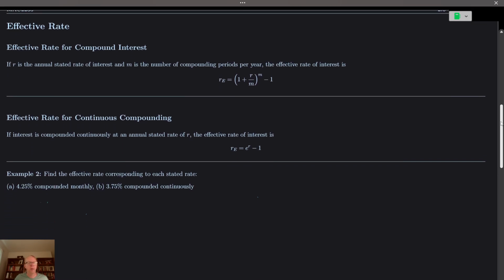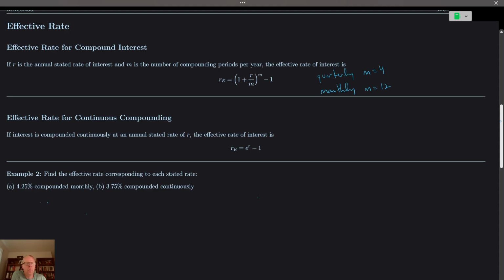All right, so let's talk about some financial math. So, effective rate for compound interest. So R is the annual stated rate of interest. M is the compounding periods per year. The effective rate of interest is given by this formula here. So that means things like if you're compounding quarterly, M equals 4. If you're compounding monthly, M equals 12. If you're compounding daily, M would be 365. If you're compounding annually, M would just be 1.